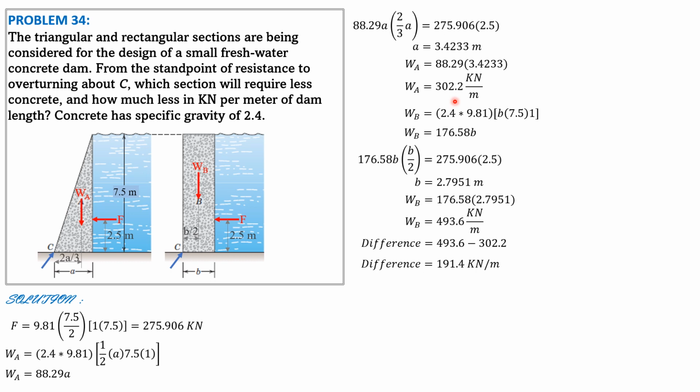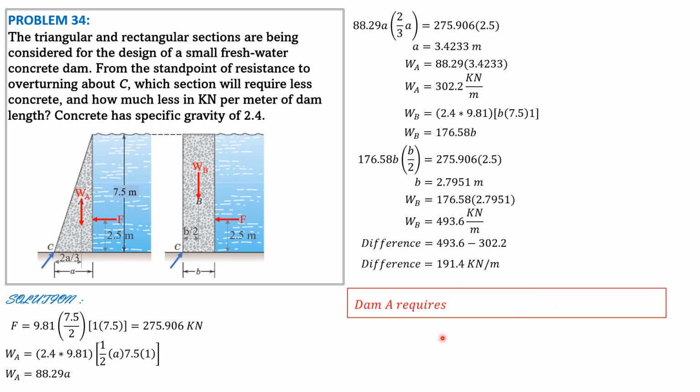So the difference is 191.4 kilonewtons per meter. So for the conclusion and for our answer, dam A requires 191.4 kilonewtons per meter less concrete than dam B. So that's our answer. Dam A requires 191.4 kilonewtons per meter less concrete than dam B. So that's it. That's our answer for this problem.